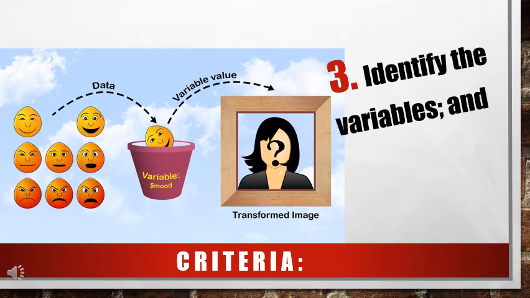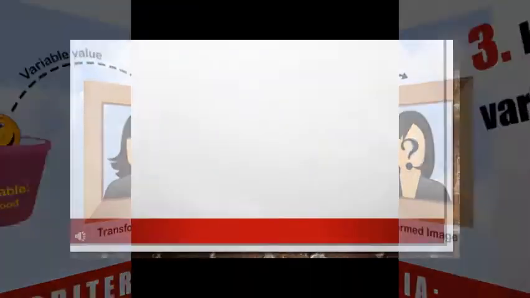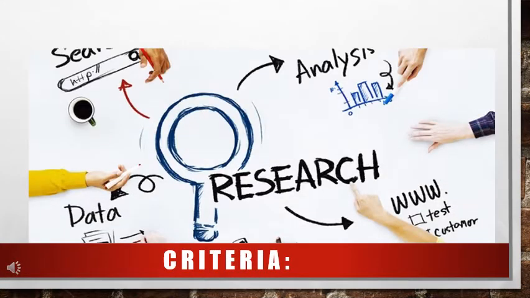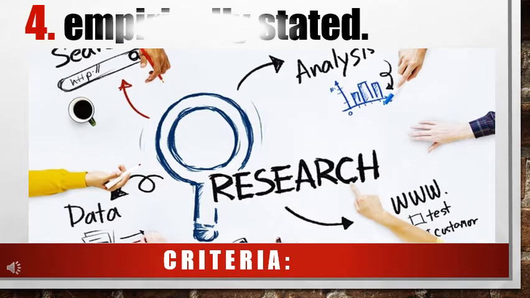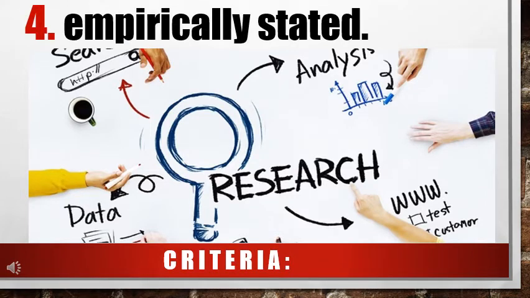Third, specific problems must identify the variables being studied, both major and minor variables of the study. Fourth, they must be empirically tested. An empirical question is a question that can be answered by collecting data from observation and experience. Requires a researcher to describe some aspect of behavior.